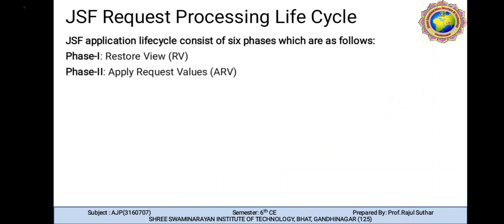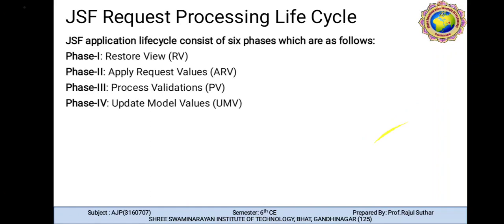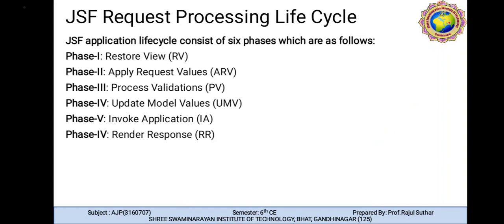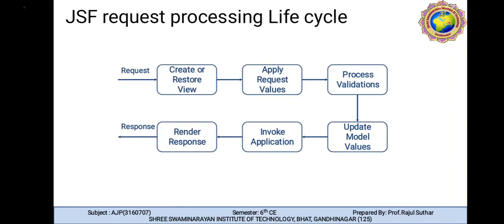First is restore view, RV. Second is apply request value, ARV. Then third is process validation, PV. Fourth one is update model value, UMV. Fifth stage is invoke application, IA. Then sixth is render response, RR.